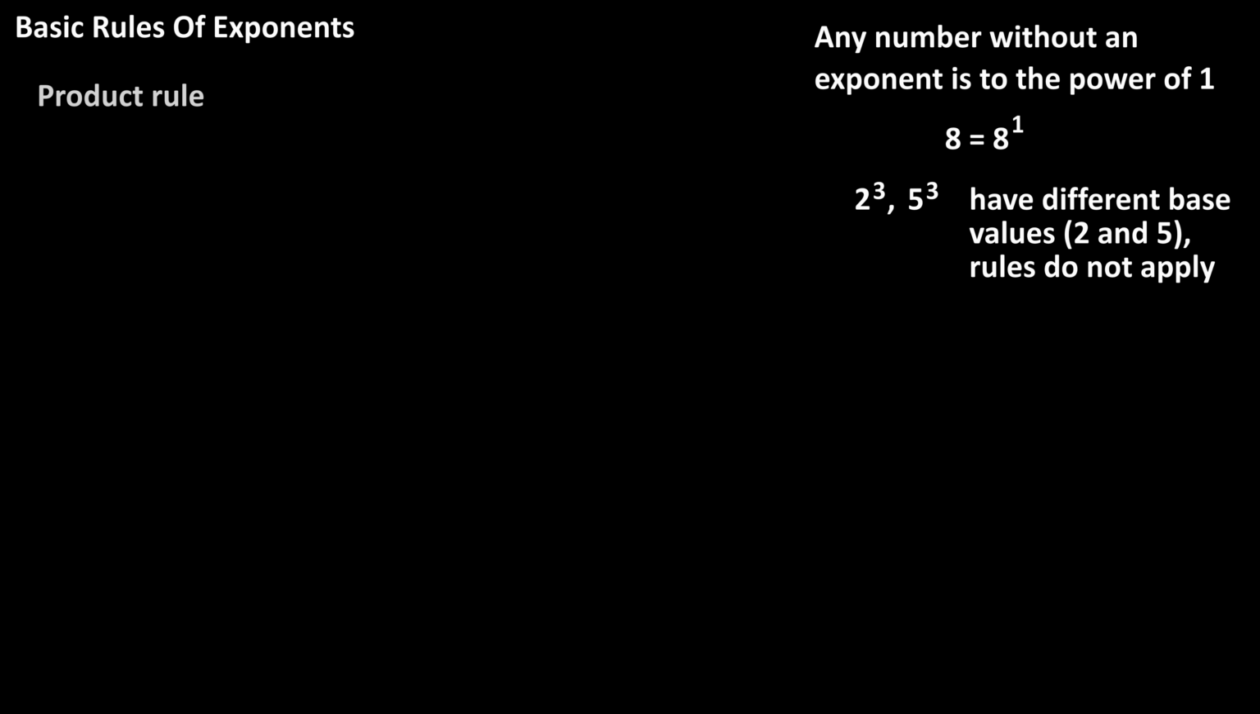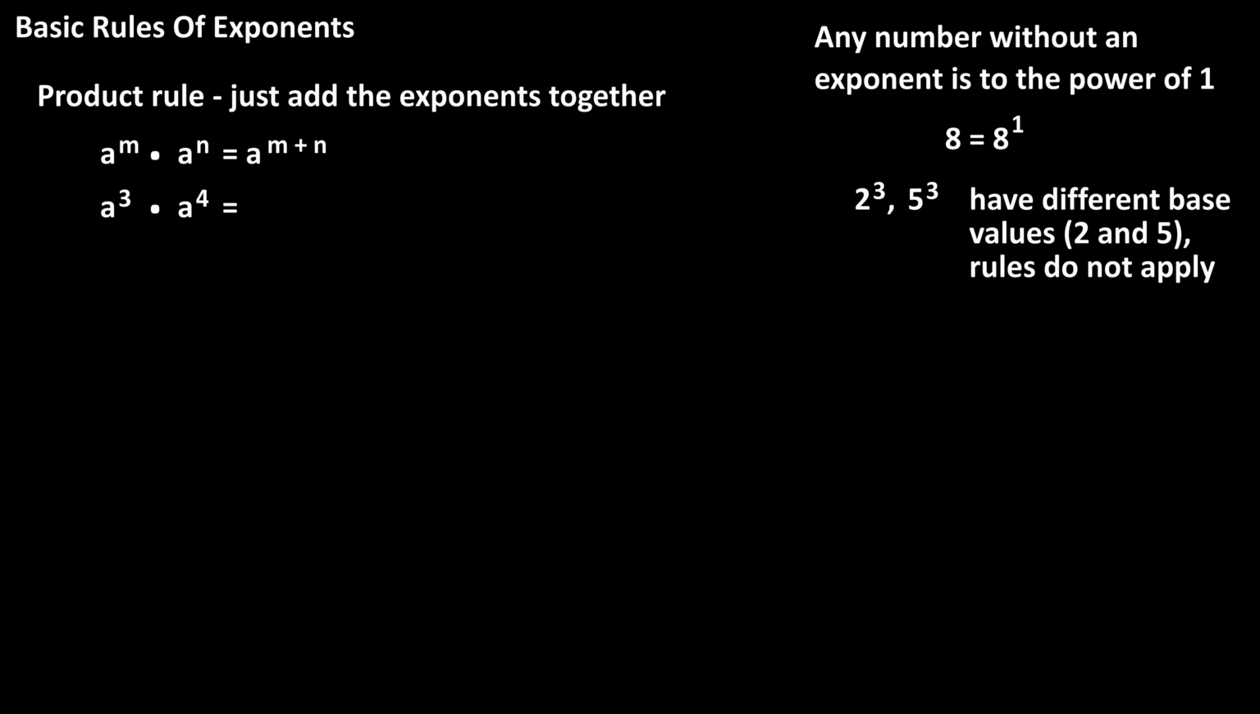The first rule is the product rule for exponents. a raised to the m times a raised to the n equals a raised to the m plus n. So we just add the exponents together. For instance, a raised to the 3 times a raised to the 4. Using the product rule, we just add the exponents together to get a raised to the 7 as a final answer.